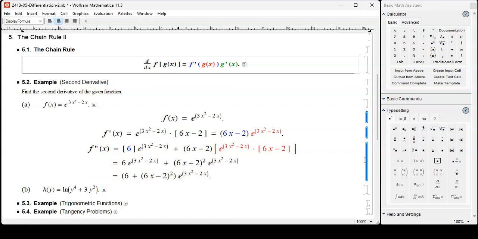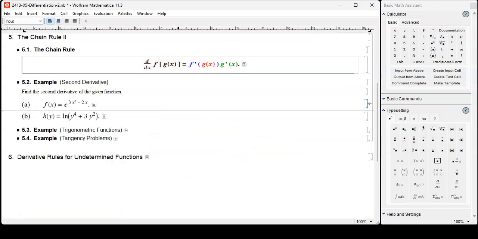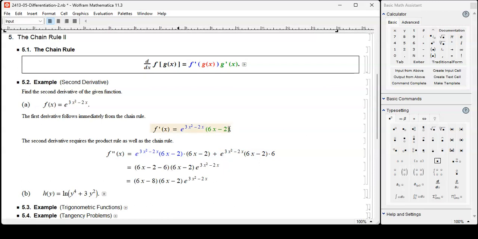Alright, second derivative computation. Remember the product rule, because the chain rule created the multiplication, so we end up with a product. So the second derivative usually begins with a product rule. Let's see, what did I do here? Yeah, we got that. And then we use the product rule. The second derivative requires a product rule as well as a chain rule because we ended up with a product from the previous chain rule.